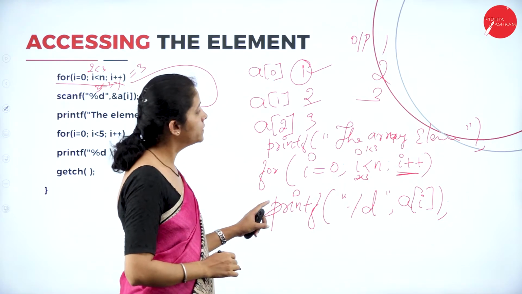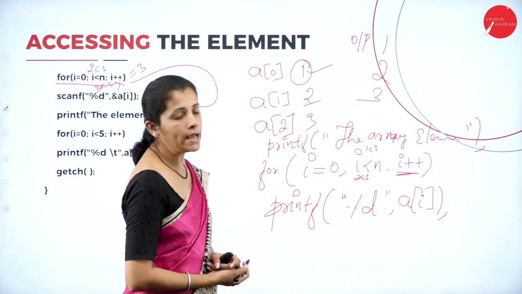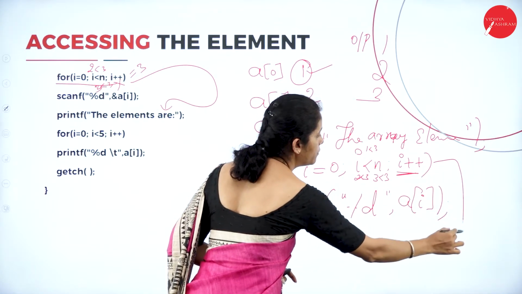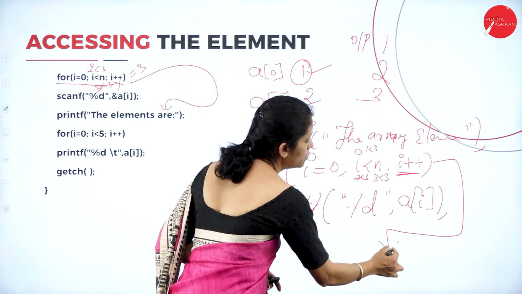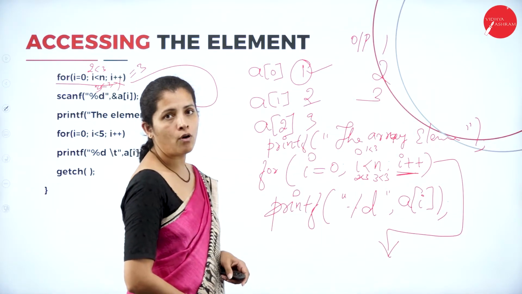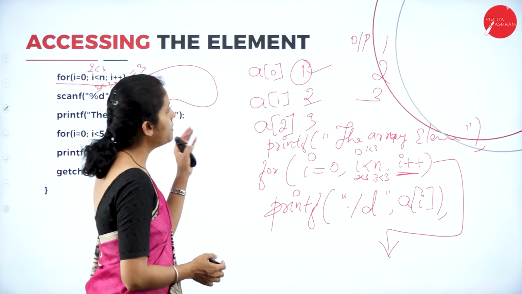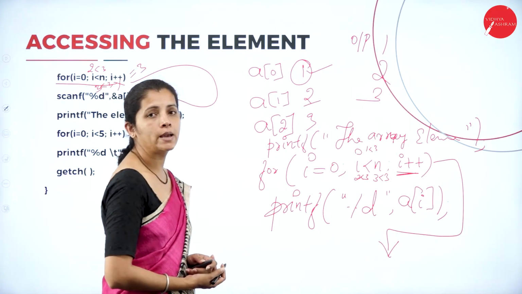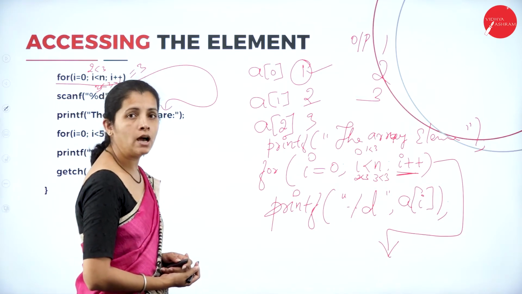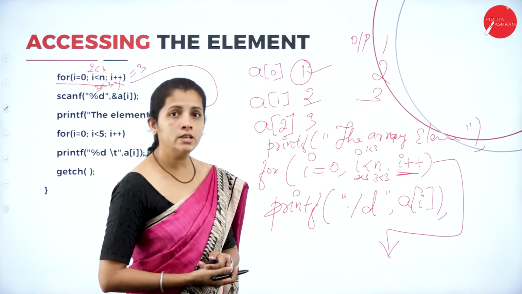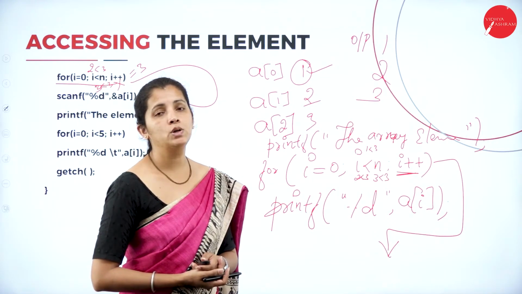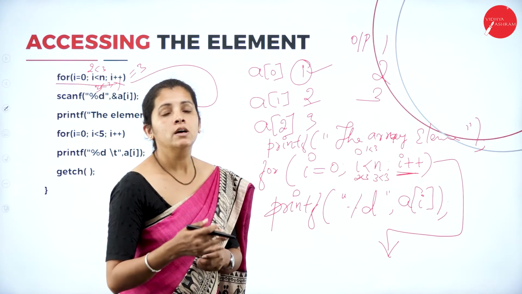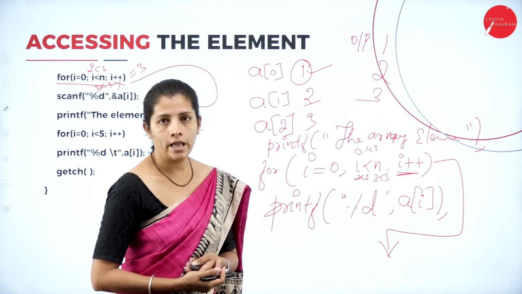I'm going to increment I by 1. Now I is 3. 3 less than 3, the condition failed. So the control comes out from this for loop. So this is the way I can read one-dimensional array elements as well as display one-dimensional array elements. So dear student, this is the way I can read one-dimensional array as well as write one-dimensional array.